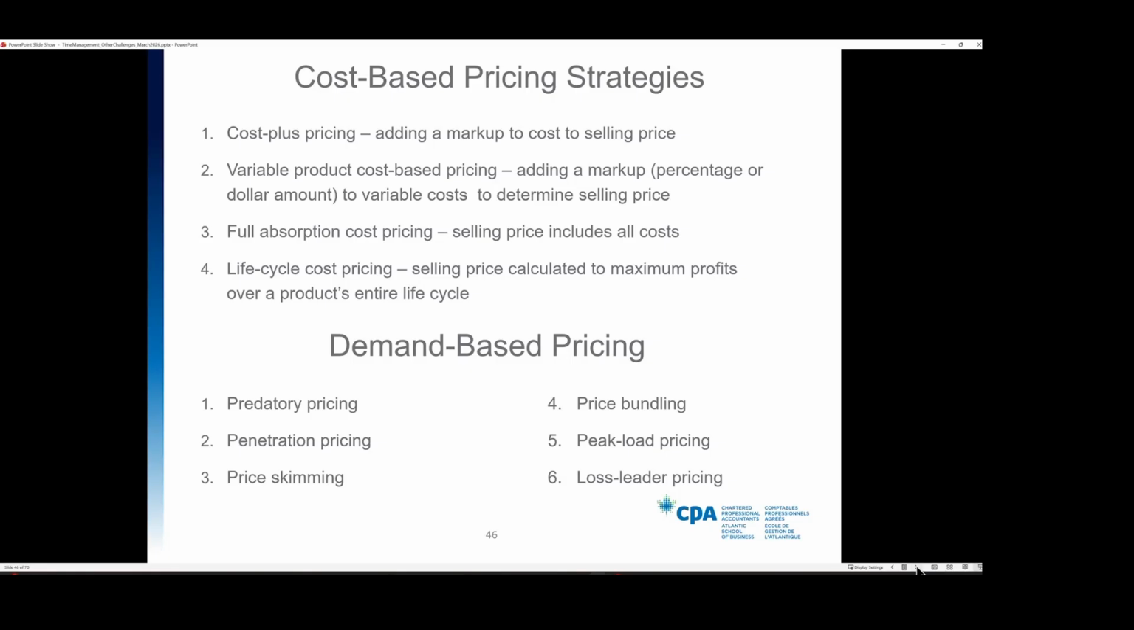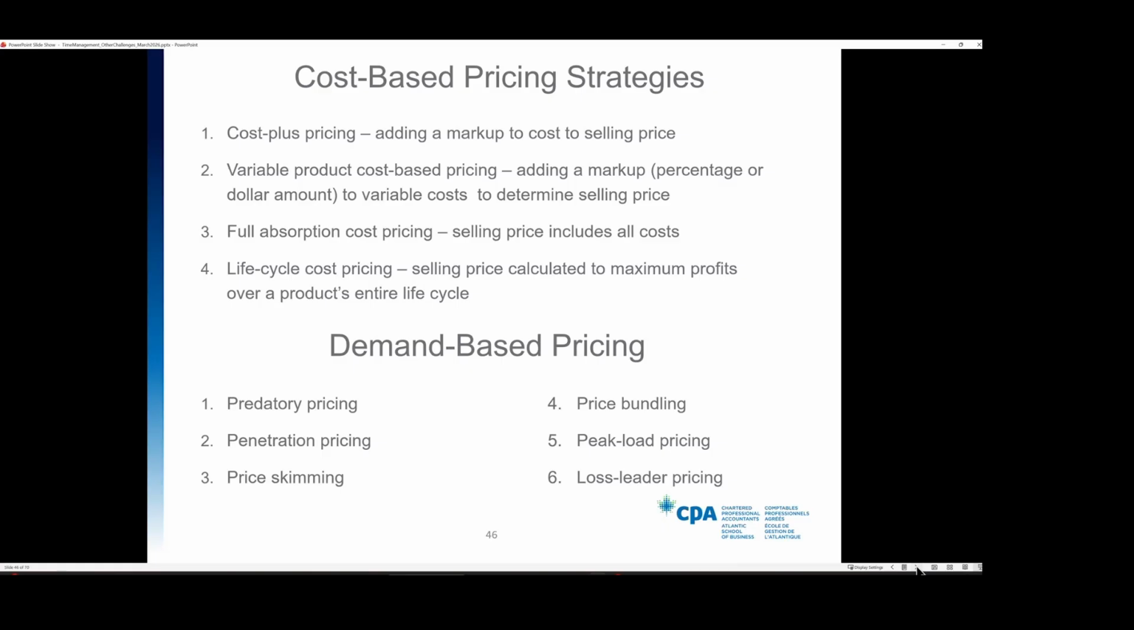So cost-based pricing strategies. So cost plus is adding a certain markup to your selling price. Variable is adding a certain percentage to your variable cost to determine your selling price. Full absorption cost pricing is your selling price will include all of your costs, including fixed costs. Life cycle cost pricing. That's calculating the selling price to determine the maximum profits over the product's entire life cycle.